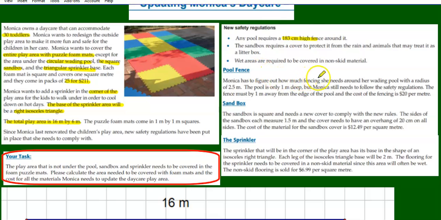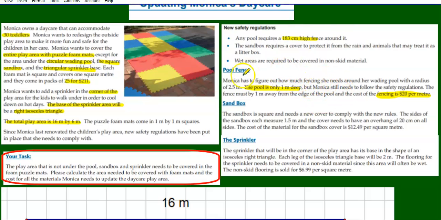So Monica has figured out how much fencing she needs around her pool, which has a radius of 2.5 meters. It is 1 meter deep. I don't think we're going to need that information. Monica will need to follow the safety regulations. The fence must be 1 meter away from the edge of the pool, and the cost of the fencing. So cost of fencing, that's going to be circumference. The fence is going to be circumference. And the area of the fence, we have to subtract that area.